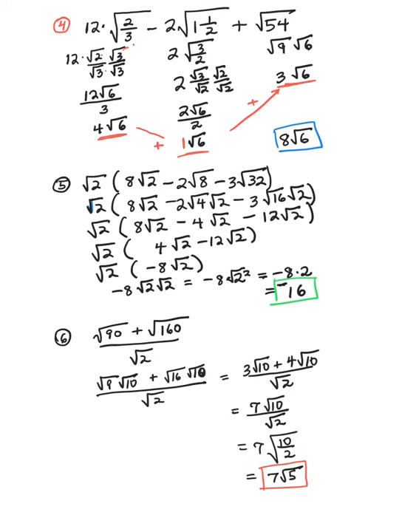The approach that was done here is that I simplified within the parentheses. 8 times the square root of 2 is already simplified. I simplified the square root of 8 as the square root of 4 times the square root of 2 and multiplied and obtained 4 square root of 2 here. The square root of 32 is the square root of 16 times the square root of 2, and multiplied 3 by 4 and got 12 square root of 2. Combined the like radicals in the parentheses and obtained negative 8 times the square root of 2.